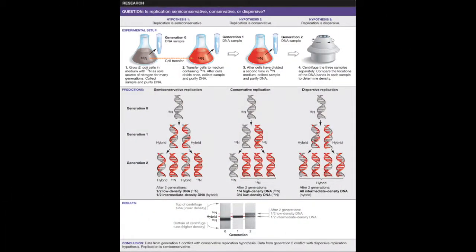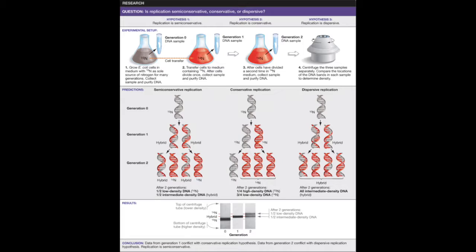For the experimental setup, Meselson and Stahl began growing E. coli cells with nutrients that contain only the nitrogen 15 isotope. They purified DNA from a sample of these cells, which would be considered generation 0, and transferred the rest of the culture to a growth medium containing only the nitrogen 14 isotope.